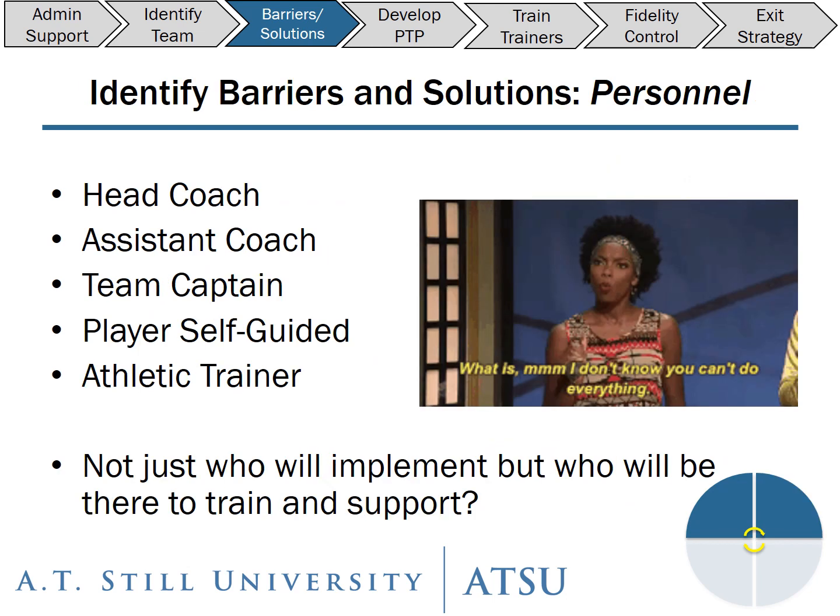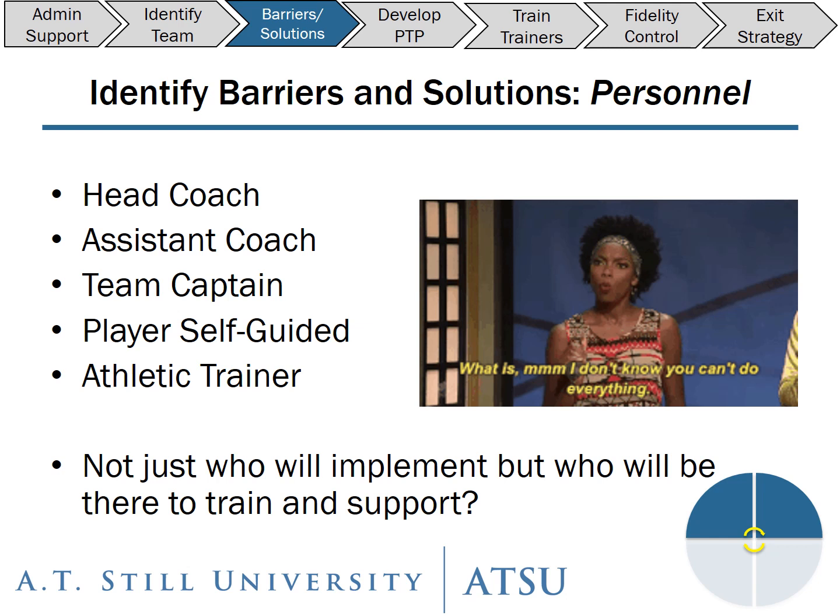Next, personnel. Depending on the sport and setting, the interdisciplinary team may have different members. This might include the head or assistant coach, a team captain, or the players themselves, depending on age and ability to independently run the program successfully, or perhaps a team athletic trainer or strength and conditioning coach. What's important to consider here is not just who will implement the program, but who will be there initially to train and later support the implementation efforts of the program.